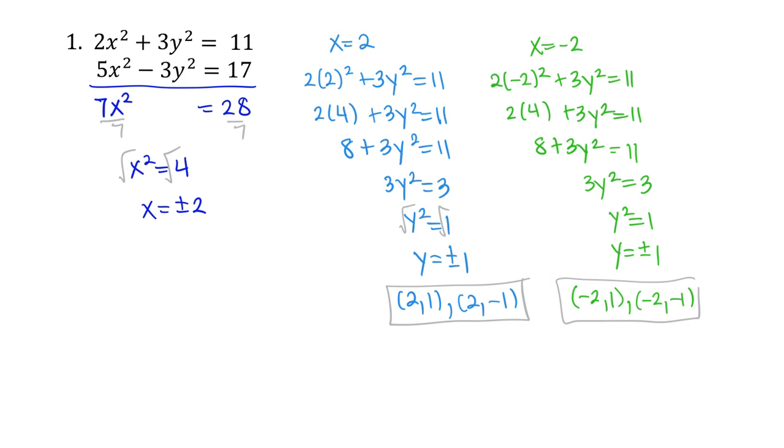Okay, these are my answers. I got 2, 1; 2, -1; -2, 1; and -2, -1. And if you're wondering, how the heck did I get so many answers?